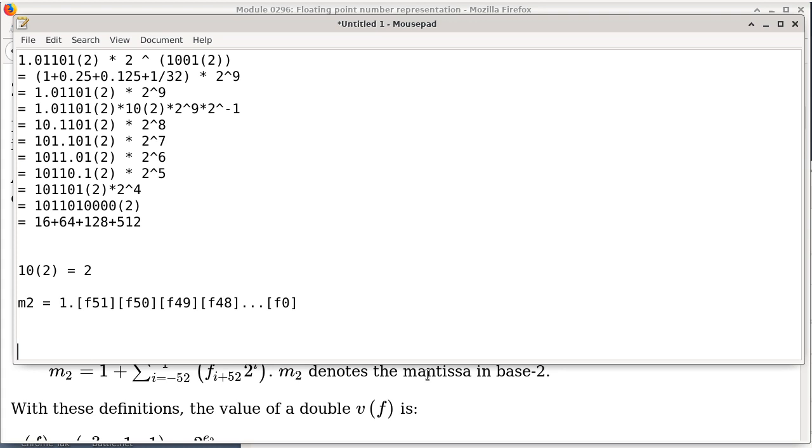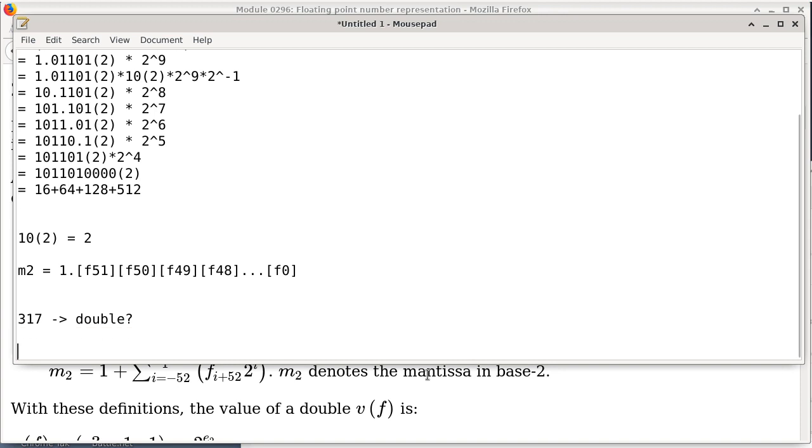So let's say we are just looking at 317, okay? In base 10. So now we say, okay, how do we convert 317 into a double representation? That's the question. Well, as you might imagine, the first thing you might need to do is to convert 317 into a base 2 representation first. Is that okay?